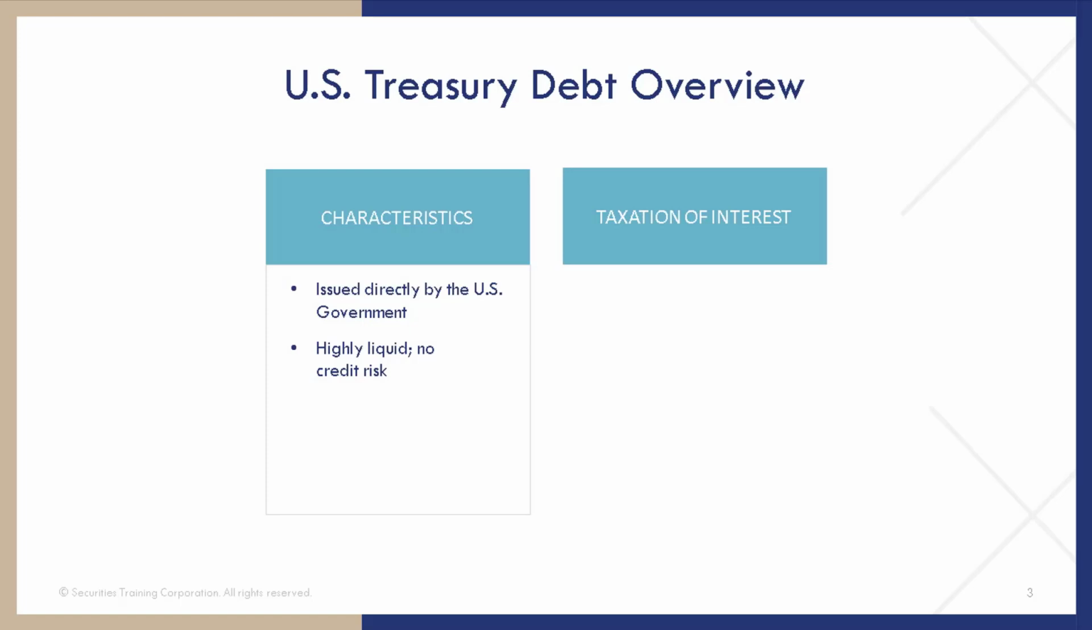Now, very important, on the right-hand side of the screen, the taxation of interest. The interest on treasuries is subject to federal taxes, so it's taxable at the federal level, but it's exempt from state and local taxes. So, if you buy a treasury, that interest you're getting will be subject to your federal taxes, which might be 28%, 31%, what have you, but it will be exempt from your state and local taxes, which are generally much lower than the federal taxes.